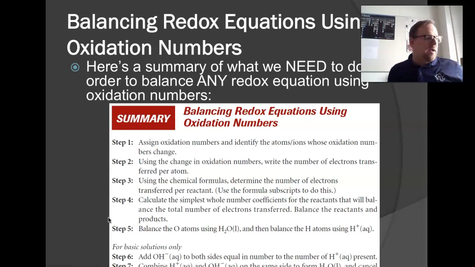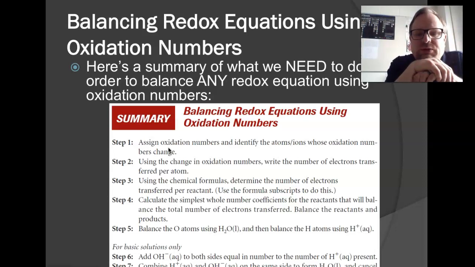And we're going to work through this example. And this is where I think I'm going to splice in a different recording using my iPad to show you guys how to work through one of these examples. But the procedure you're going to follow is you're going to assign oxidation numbers and identify the atoms or ions whose oxidation numbers change. You'll use the change in oxidation numbers to write the number of electrons transferred per atom. So it's going to be per atom that you'll do first, and then it will be per chemical entity, whether it's a molecule or an ion, afterwards.